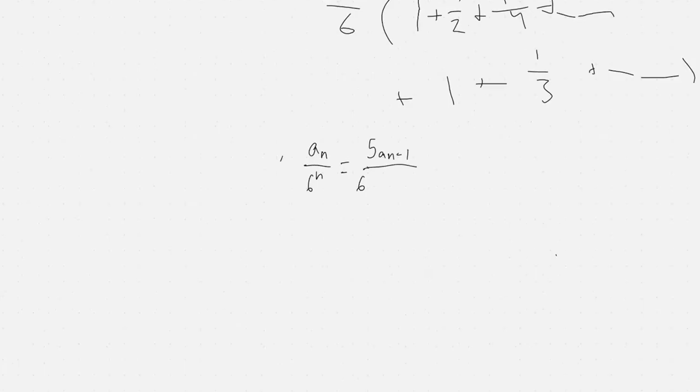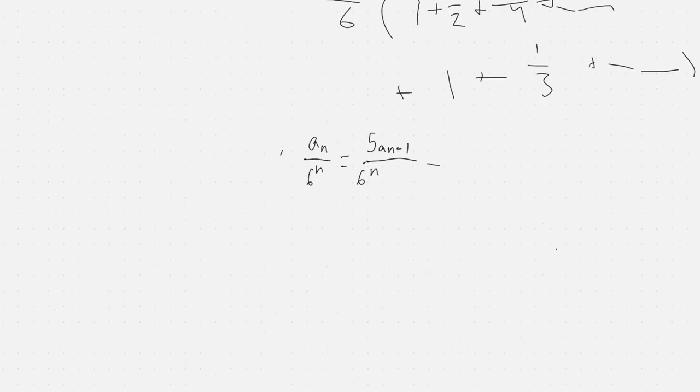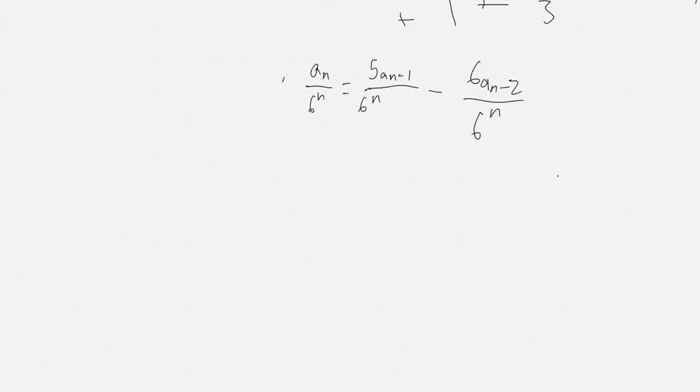Okay, and then you want to relate this to what you need to find. So you can say that a_n over 6^n minus 5a... this is just your recursion. And this thing equals 0.